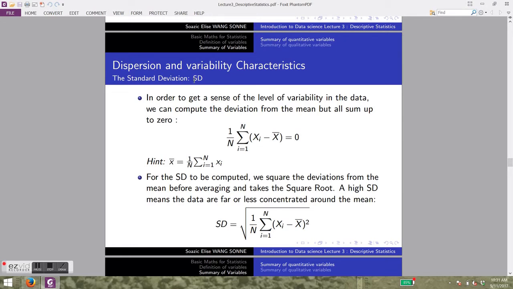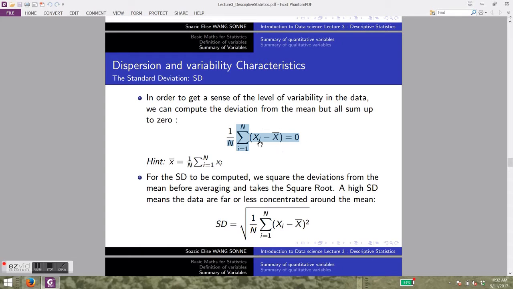Here the idea is to get a sense of how much each observation deviates from the mean, so the deviation from the mean. I'm subtracting the value of the mean from each of my observations. One of the first ideas that can come to mind when you would like to compute the standard deviation is to subtract the mean from each observation and sum that up, but unfortunately it's equal to 0.